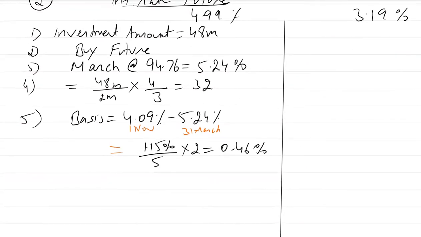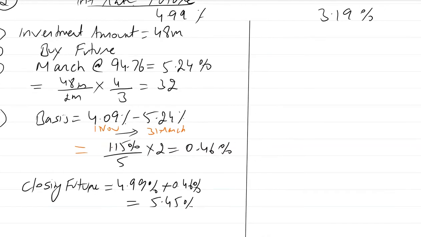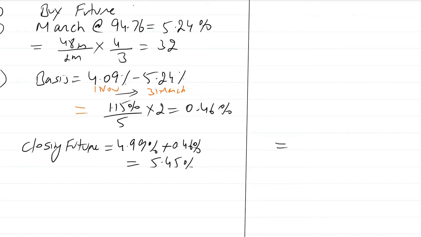What about the closing future? Closing spot plus the basis. If the trend is increasing, add this to the closing spot. This will be 5.45%. And in the second case, 3.19, it will be 3.65%.